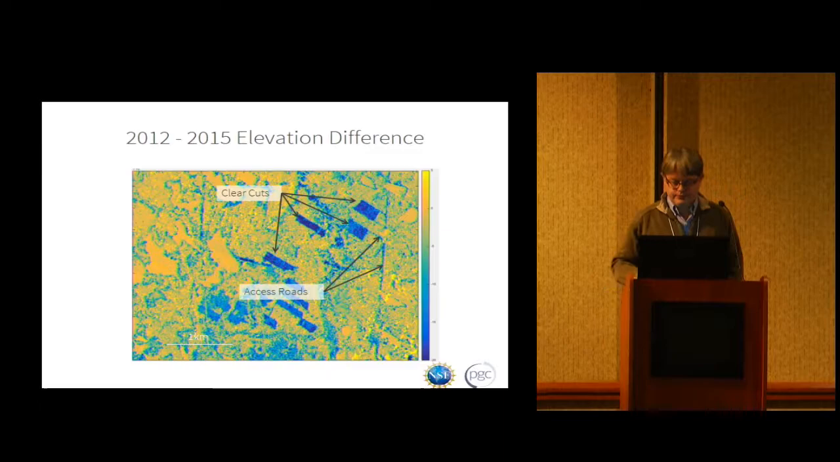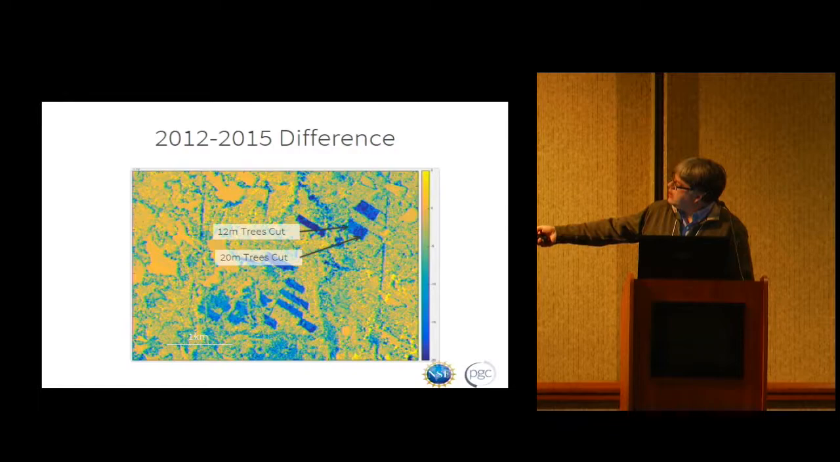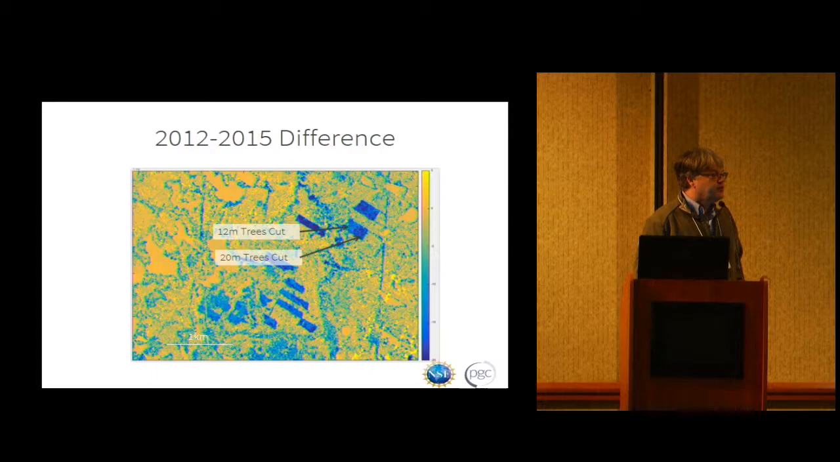And it's good enough right now that you can see on one side of the clear cut, 12 meter trees were cut. And on the other side, it was 20 meter trees. We know how much carbon was removed.